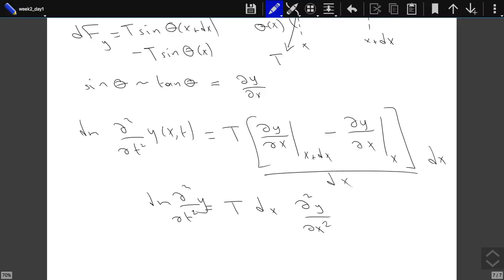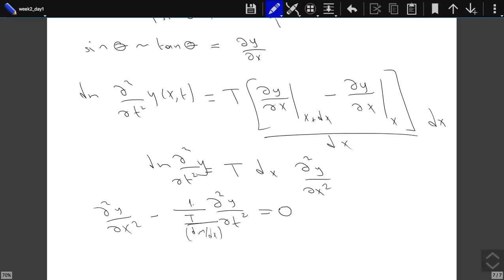Now let's organize it a bit. Del squared y by del x squared minus del squared y by del t squared, 1 over T over dm by dx, this is equal to 0. Well, dm was the mass of the length dx of my string. So dm by dx is nothing but the mass per unit length.